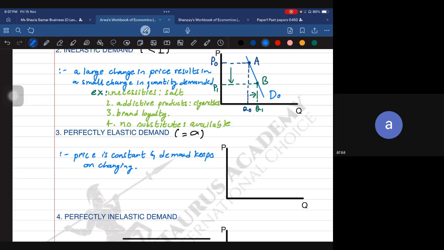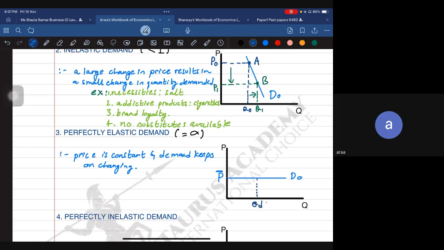Okay, so how about the graph? This graph, I think it would be a horizontal line, like this. Sure, because in this the price is constant, but the quantity demanded keeps changing. Exactly.